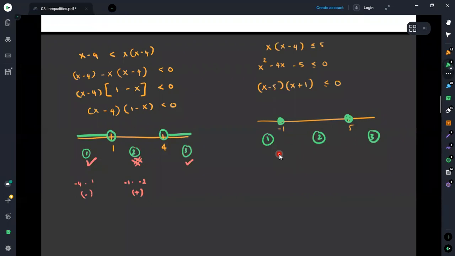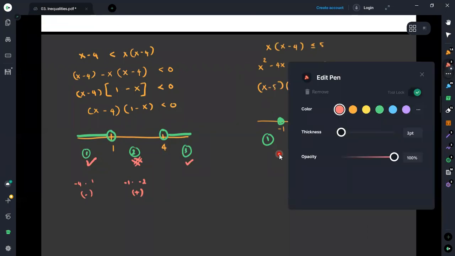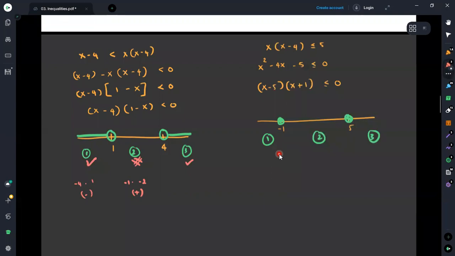Therefore, we can say that the values minus 1 and plus 5 satisfy this inequality. If you take a value in the first region, less than minus 1, say minus 2, and substitute it here, minus 2 minus 5 is minus 7, and then minus 2 plus 1 is minus 1. We can see that the product is a positive value. Therefore, region 1 is not a possible region for this inequality.